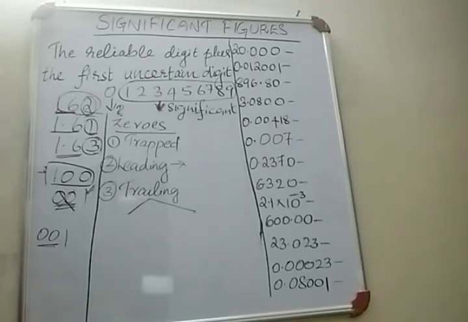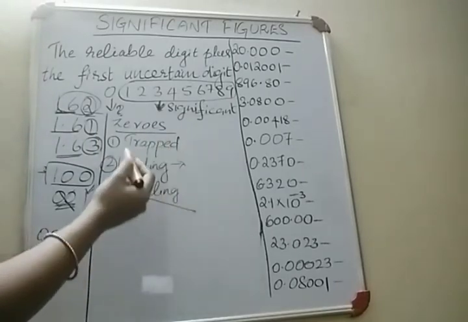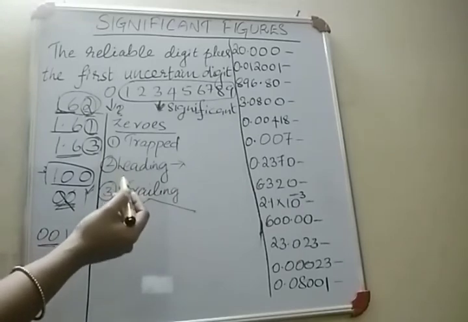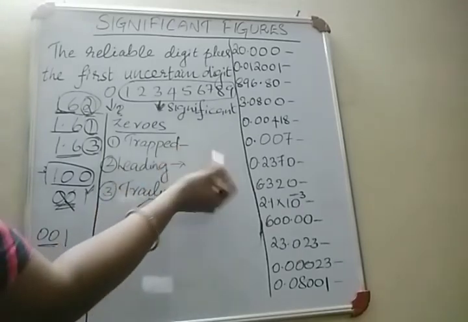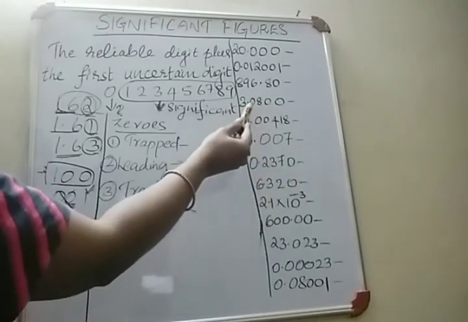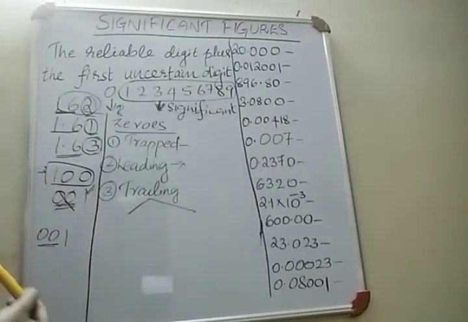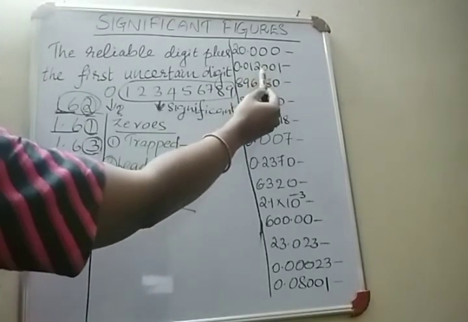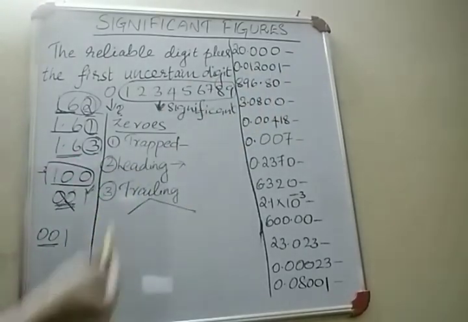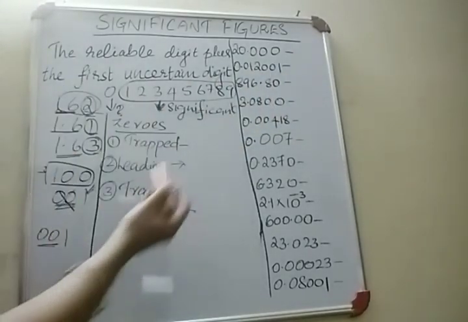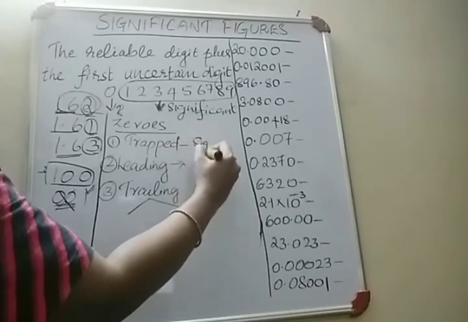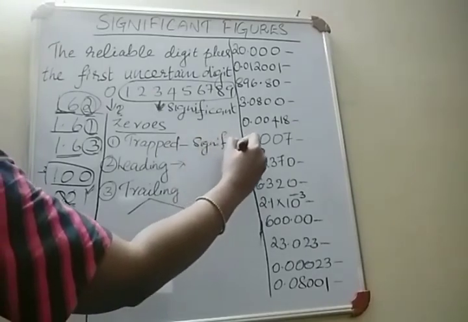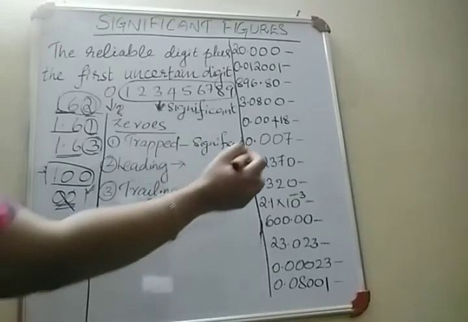There are three types of zeros that can appear in any number. First category is trapped zeros. Trapped zeros are zeros trapped between two non-zero digits. For example, consider this 0. This 0 is trapped between 3 and 8. Consider these two zeros. These two zeros are trapped between two non-zero digits, 2 and 1. So these are trapped zeros. These trapped zeros are significant.